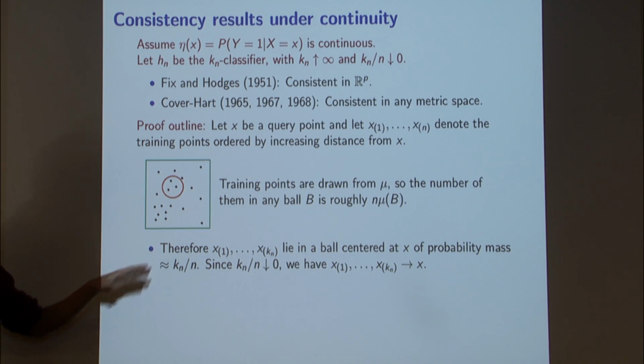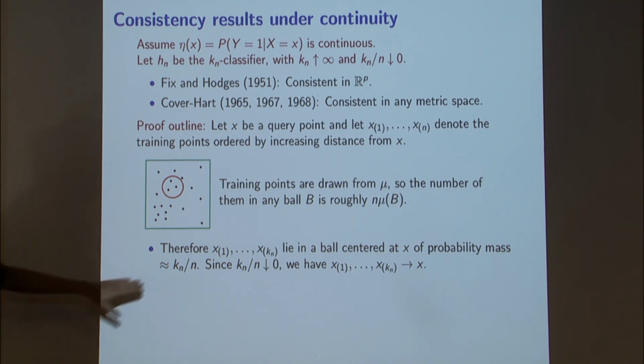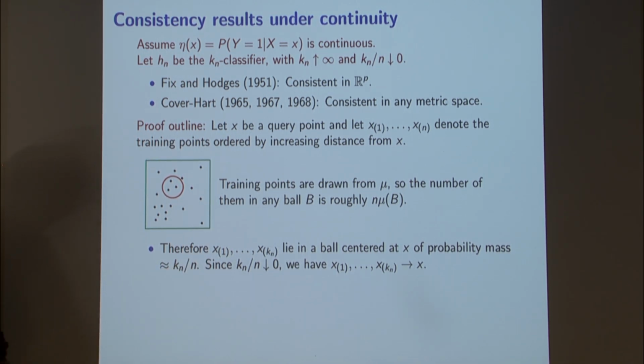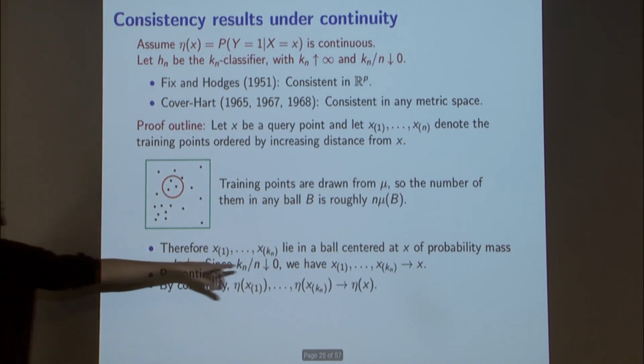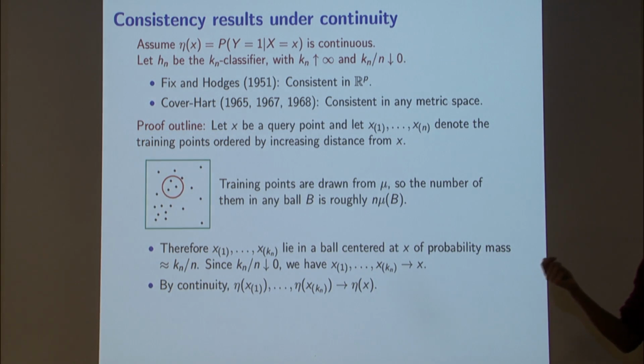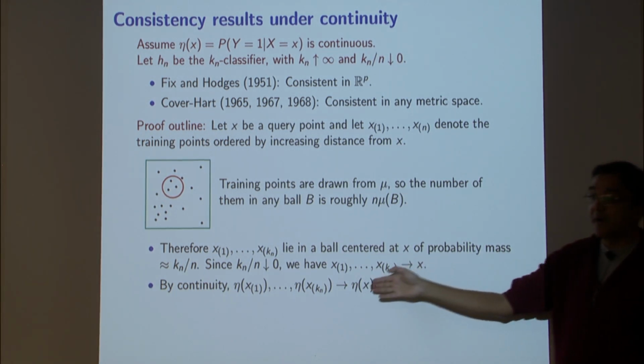And what that means is that if you look at the k nearest neighbors, they lie in a ball centered at x of probability mass about k over n. Okay, so the k nearest neighbors lie in a ball of probability mass k over n. And since k over n is going to 0 as n goes to infinity, the ball is getting smaller and smaller. Okay, and what that means is that your k nearest neighbors are getting closer and closer to x. And by continuity, the biases of those k nearest neighbors are getting closer and closer to the bias of x.